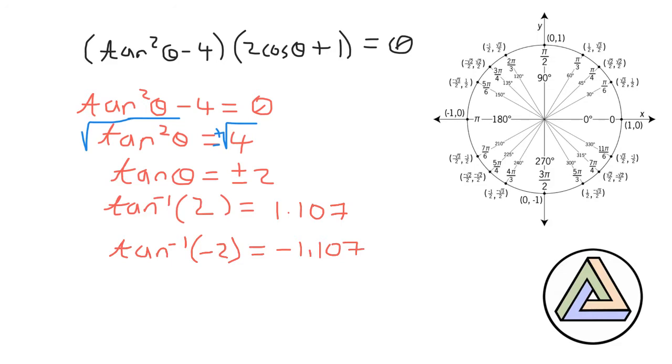However, tan has a period of pi, so it's important to also include plus pi k. And same with this. So that right there is how you do that one.